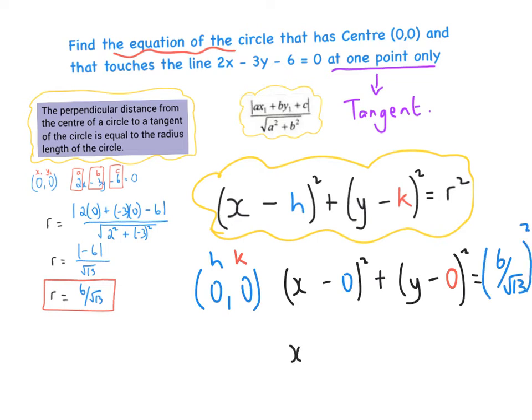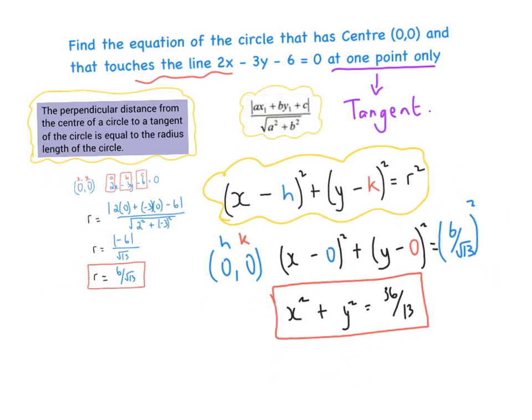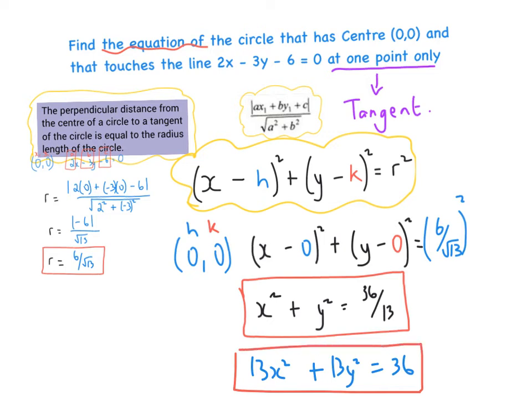So it's going to give us an equation for this circle, x squared plus y squared, 6 squared is 36, over root 13 squared, which is 13, and that is our equation for the circle. Now, we could tidy that up, and we could just have, multiplying across by 13, 13x squared plus 13y squared is equal to 36. Okay, so either of those formats at the end are perfect for our equation for the circle.